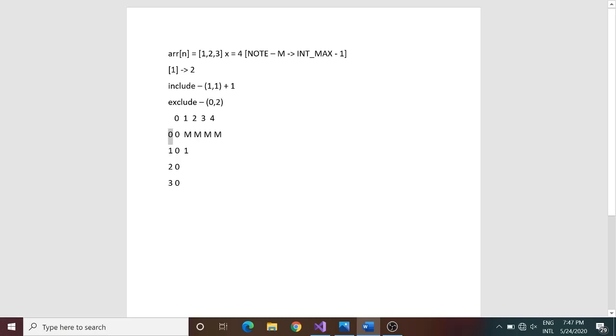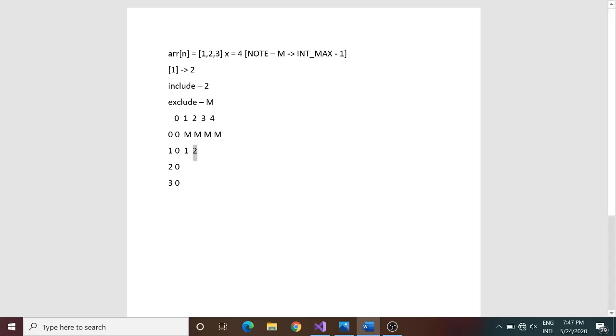So where can I find this subproblem 0, 2? It's over here. The answer to that is infinite. Where can I find this subproblem 1, 1? It's over here, 1, 1. The answer to that is 1. So what is the answer to 1 plus 1? It's 2. The minimum of 2 and infinite is 2. So the answer to this subproblem is 2.